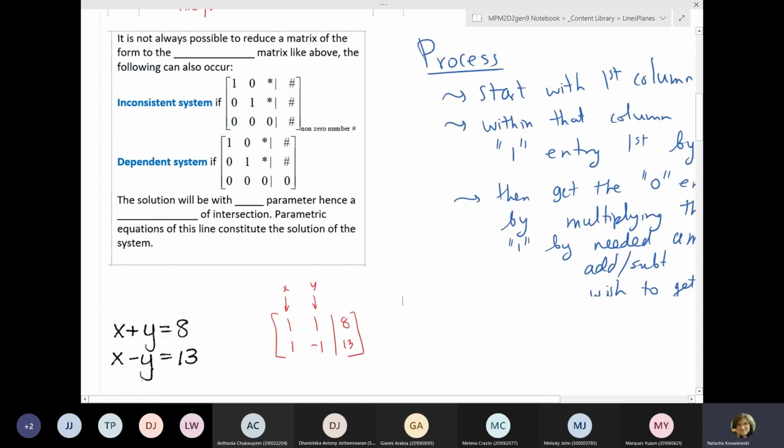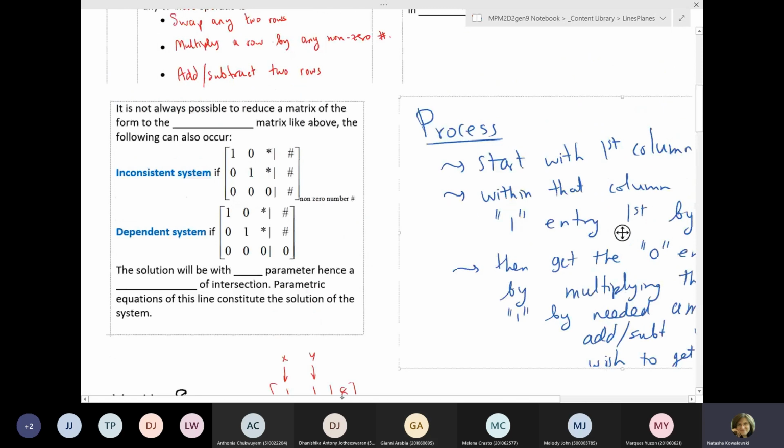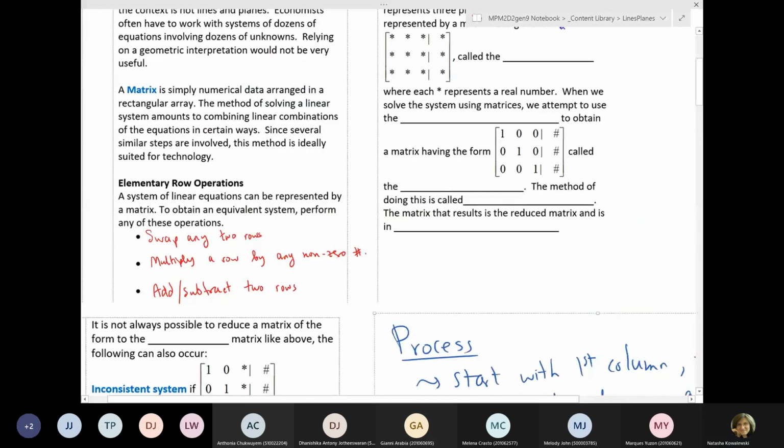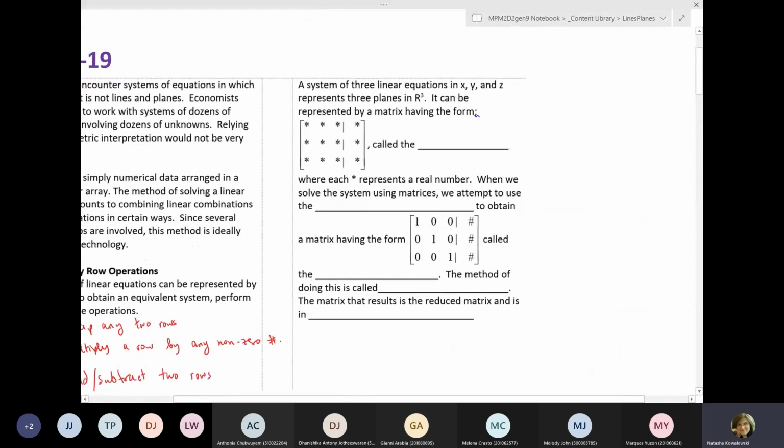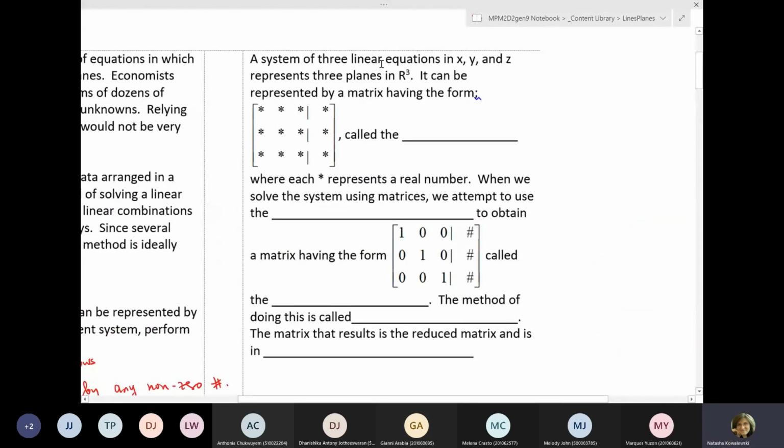And let's continue reading a little bit. What are we supposed to do with this? I think I should read this part next. The system of three equations that has x, y, and z represents three planes in 3D space, R3. It can be represented by a matrix having the form that is written this way.